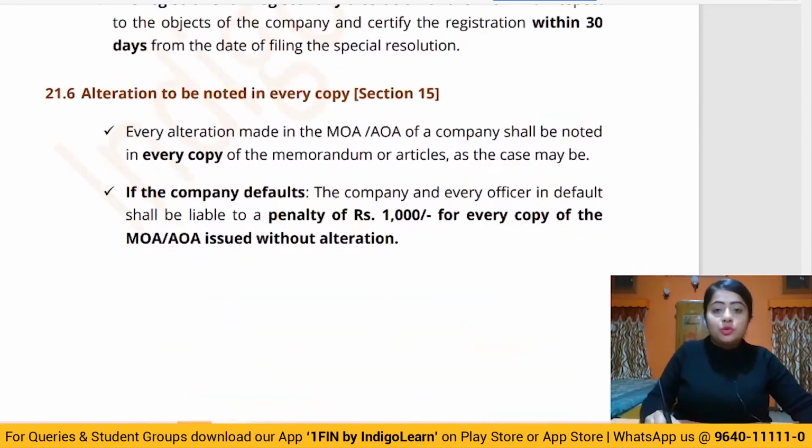Let's move on. We're talking about section number 15 now. Section 15 talks about alteration to be noted in every copy. Whenever a memorandum or articles of association is altered, then every single copy of the company's memorandum and articles will have to be altered. Otherwise, there is going to be a penalty. So if the company defaults, there is going to be a penalty of 1000 rupees for every copy of the MOA or the AOA which does not contain the alteration.